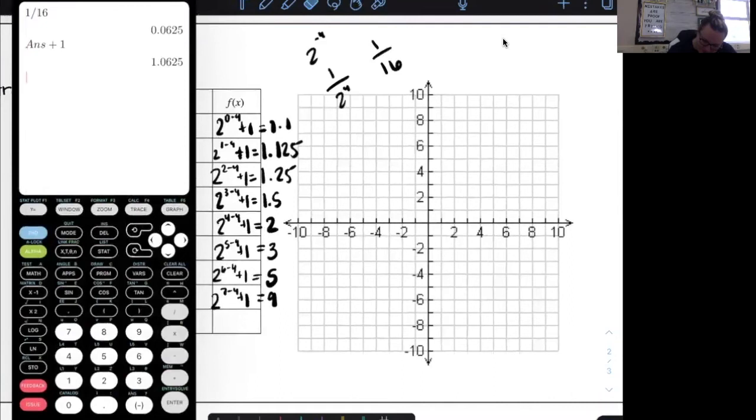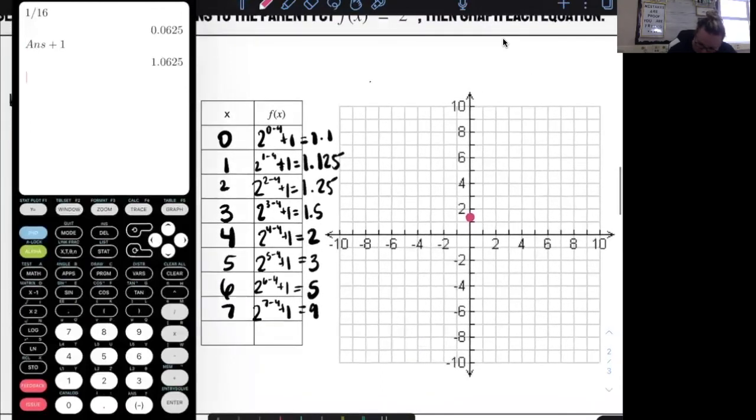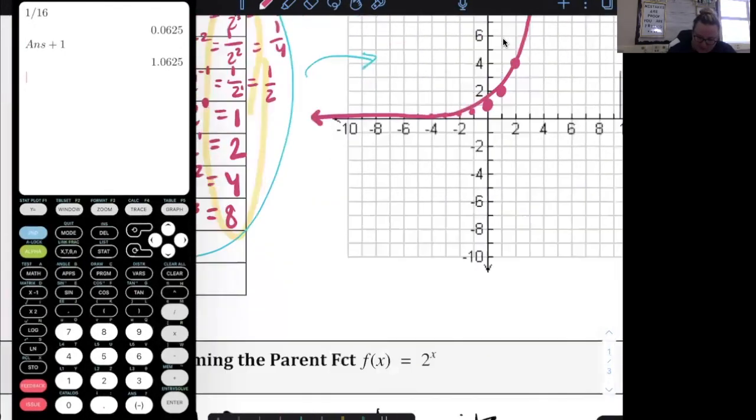So our first point is going to be at, let's see here. When I plugged in 0, I got 1.1. So 0, 1.1. When I plugged in 1, I got 1.125, so just a little bit above that. And 2, I got 1.25, 3, 1.5, 4 is 2.